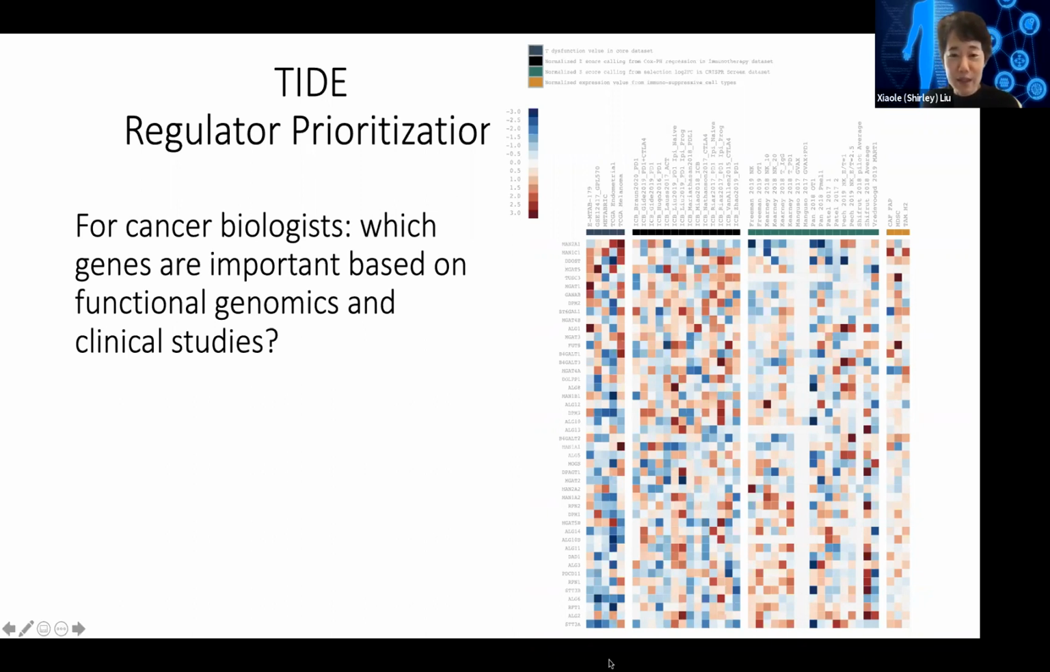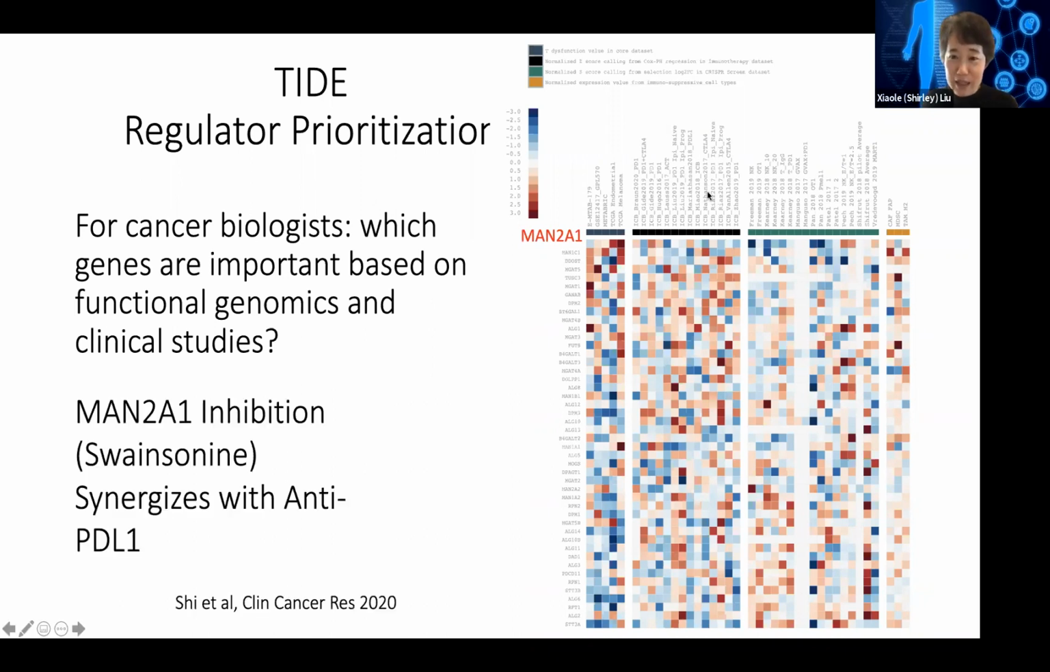And we put this into the TIDE website, and TIDE, using all the other data, helped us prioritize this top gene as MAN2A1. And it turns out this gene has a drug. And we were able to use all the clinical trials to see in which trial the MAN2A1 inhibitor synergizes with current immunotherapy. And it turns out it is with PD-L1.